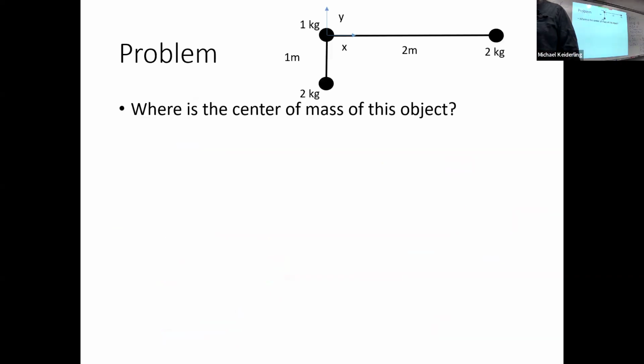And then here we have an object made of 3 things, with its center at the origin. Y is up, X is to the right. 1 kilogram here, 2 kilograms here, 2 kilograms here. Where is the center of mass in X and Y?